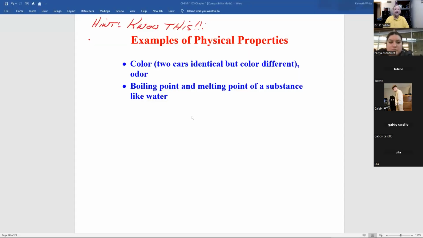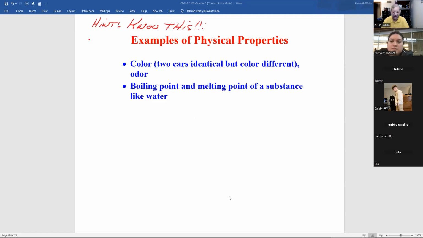Now, another example of a physical property are the boiling point and melting point of a substance. Now, boiling point is the temperature at which that substance boils. Goes from a liquid to gas, and we'll talk more about that this semester. And melting point is when a substance goes from a solid to a liquid. And water boils in the Chicagoland area, and I'll teach you more about this later in the semester, at 100 degrees Celsius, C. And it melts at 0 degrees C or 32 degrees F.